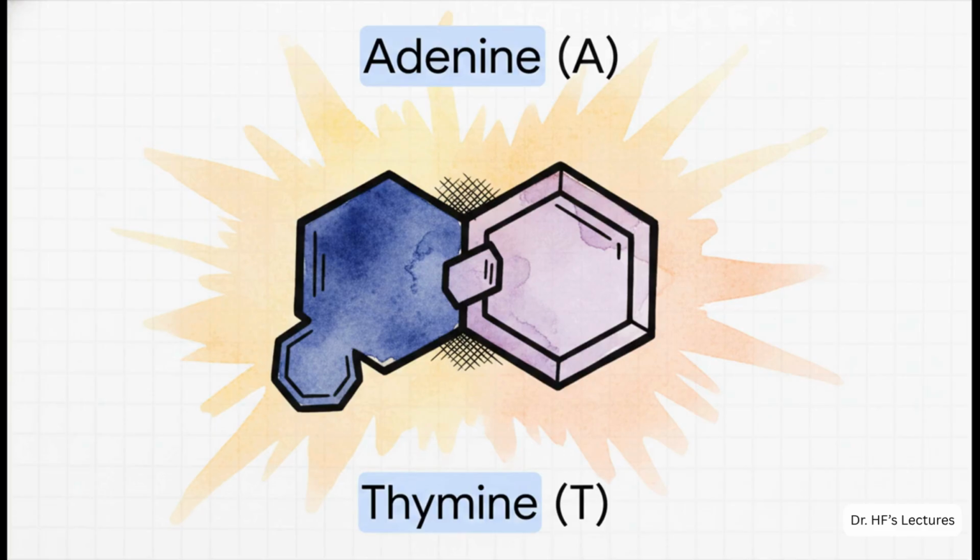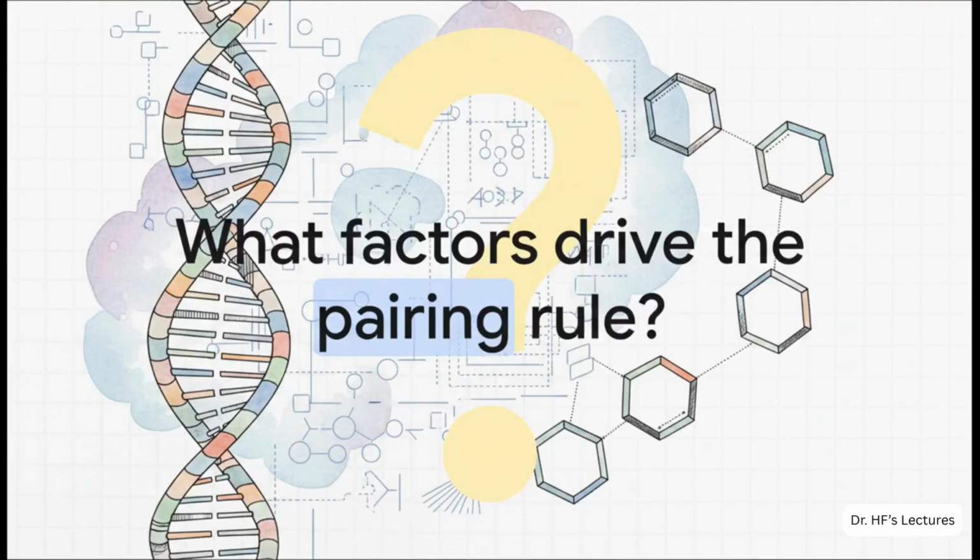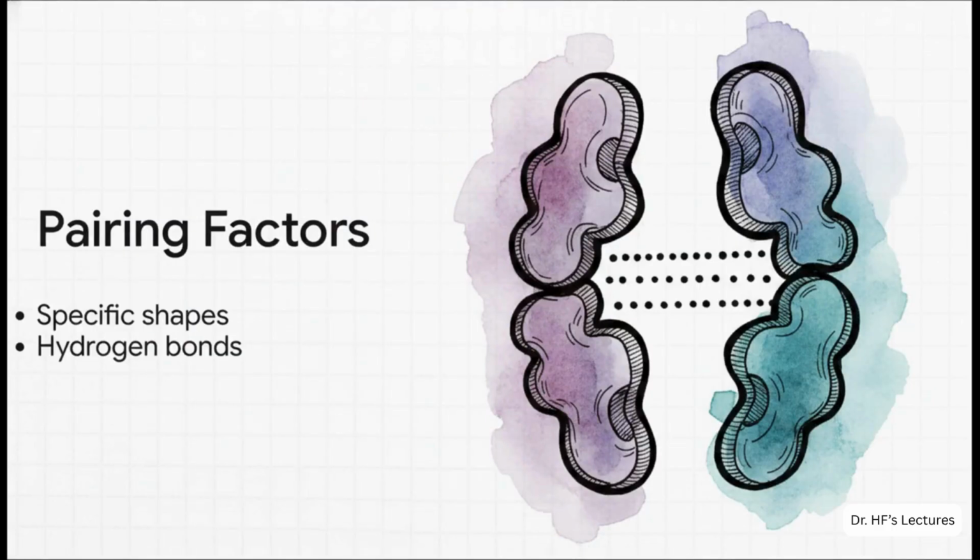Just remember, A and T are a totally exclusive pair. They're absolutely inseparable in that DNA double helix. Moving right along to question number 2. We know the rules now, but what physical mechanics actually make them happen? What two specific factors are responsible for the base pairing rule? Think about the physical architecture we talked about. The answers are, number 1, specific shapes, and number 2, hydrogen bonding abilities. The shapes allow them to literally fit together, and those crucial hydrogen bonds act as the stabilizing glue holding the whole double helix tightly together.